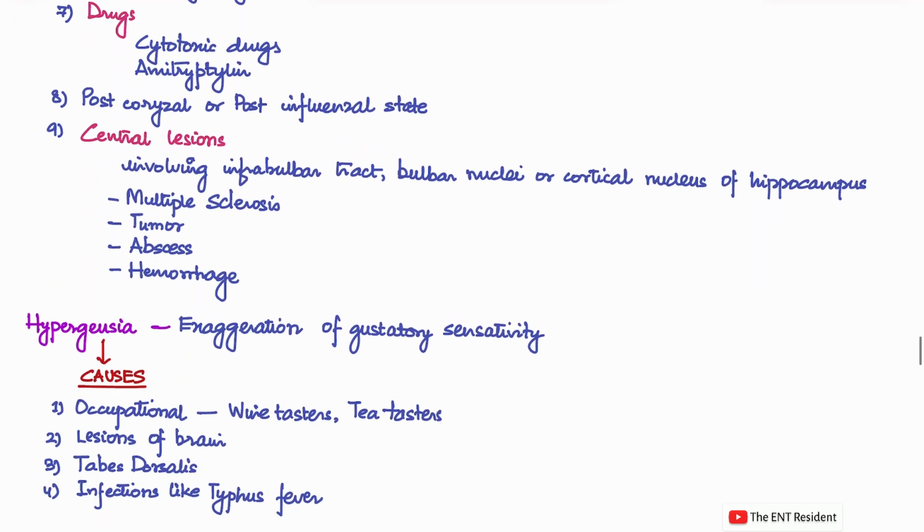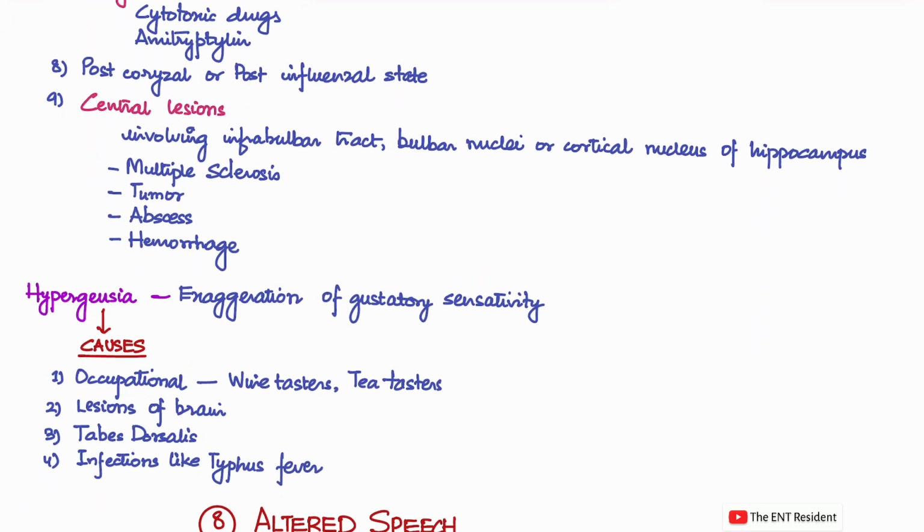Next, we come on to hypergeusia. What is hypergeusia? Where there is an exaggeration of the gustatory sensitivity. And the causes can be occupational, like wine tasters and tea tasters, lesions of the brain, tabes dorsalis, and having infections like typhus fever.